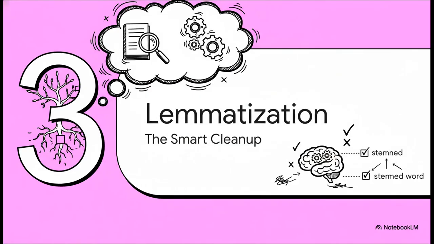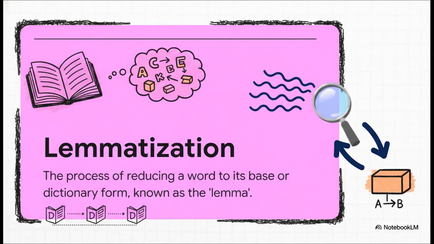So, stemming is great when you need speed. But what if you need accuracy? What if it's absolutely crucial that the root word you end up with is a real, actual dictionary word? For that, we need a smarter tool. And that smarter tool is called lemmatization.